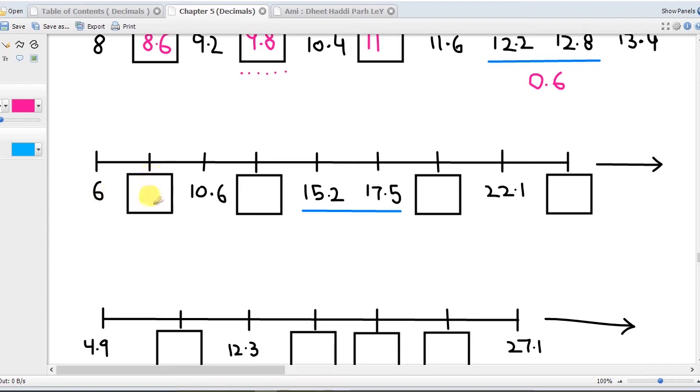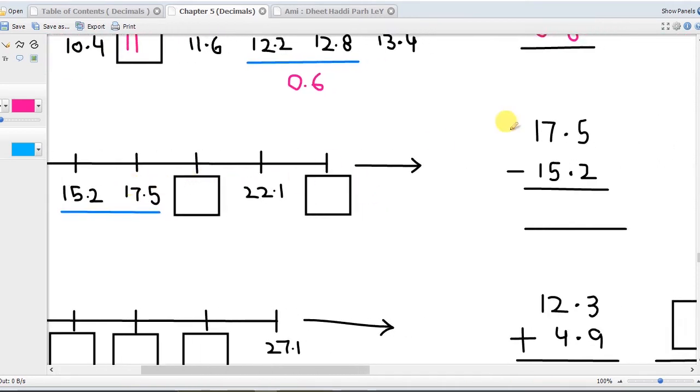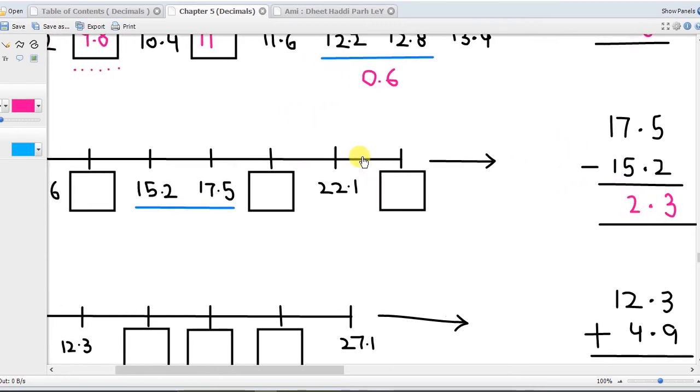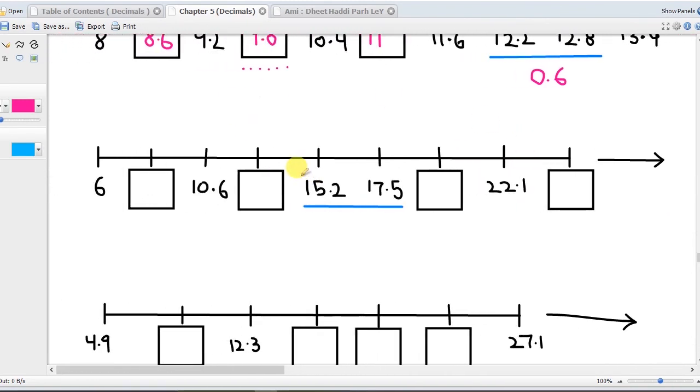Here again we have to find the values inside these boxes, and there is a clue here, consecutive two numbers. So we simply take these two numbers, write the bigger number first, then the smaller number, and subtract. 5 minus 2 is 3, then put a decimal point. 7 minus 2 is 5, and 1 minus 1 is 0. Simply put it or not, it's okay. So the jump we have here is 2.3.